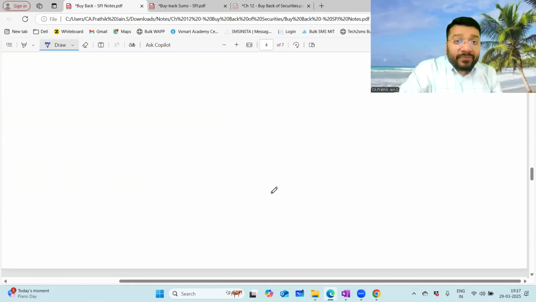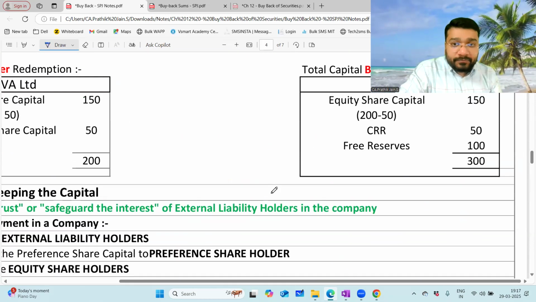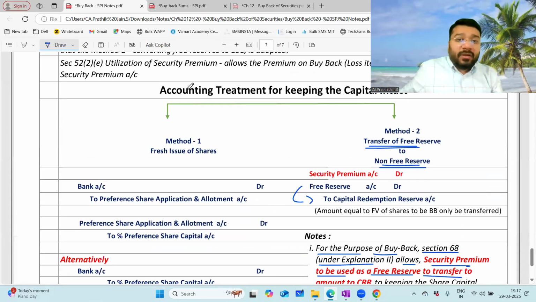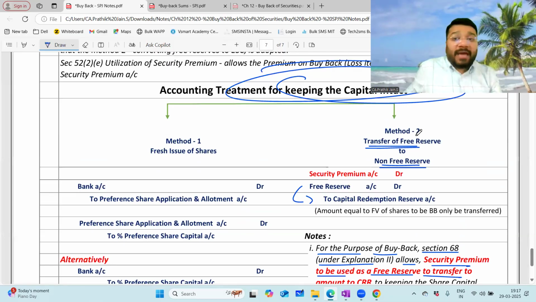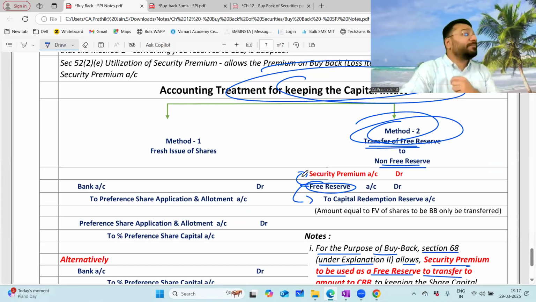So typically, this part, to keep the capital intact, I've given method 2, no? In this method 2, free reserve includes security premium. Am I loud and clear?